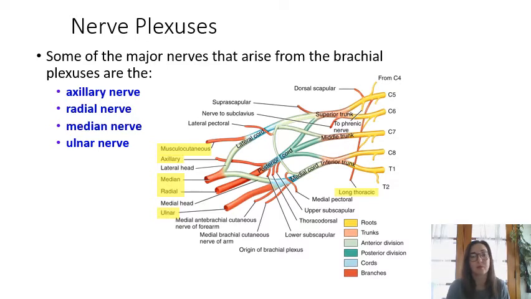All right, so here are some important nerves that are coming from that brachial plexus. So we can see cervical nerves 5 through 8 and the first thoracic nerve braid together to form this brachial plexus. And then the major nerves that branch off of the brachial plexus are going to be the axillary nerve, the radial nerve, median nerve, and ulnar nerve. All right, so these are the nerves that go to innervate the arm.